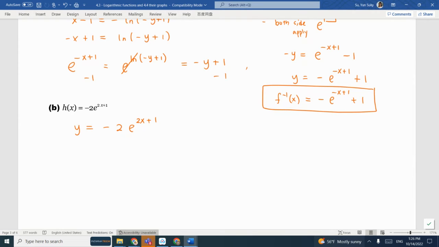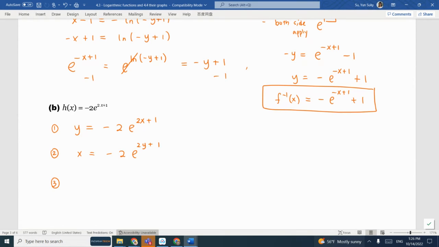Okay. That's step one. Step two. What? Yeah, change y and x. So this is x, now this becomes y. Step 3, solve for y.